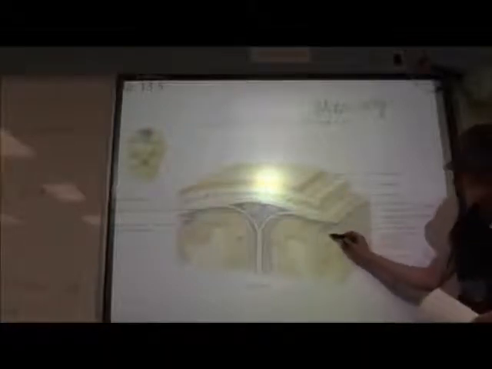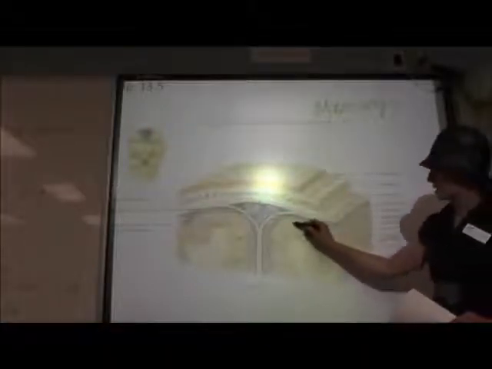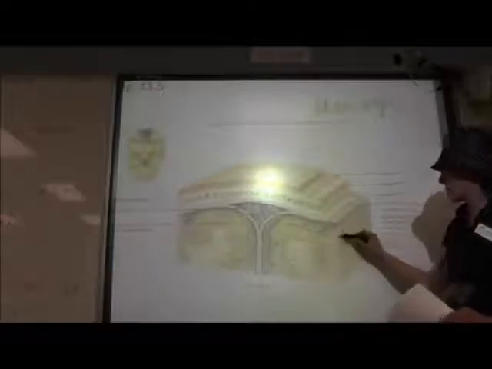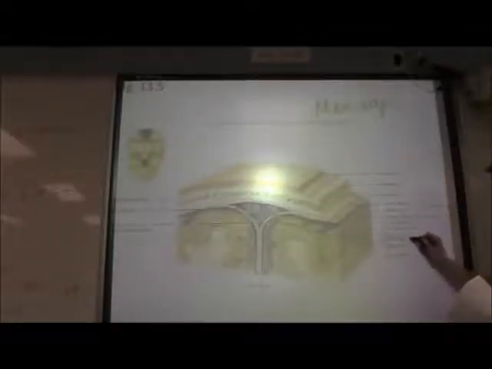The deepest layer is called pia mater. Pia mater is very thin, and it's going to dip down into the sulci. And this is areolar connective tissue. And it's holding the brain tight. Close to the brain, pia mater.